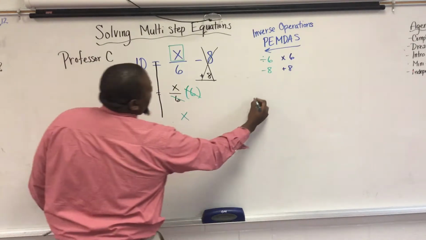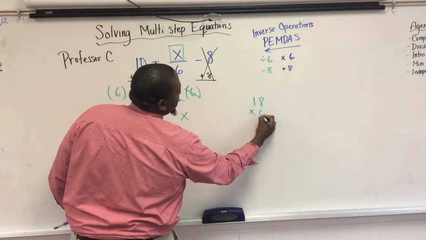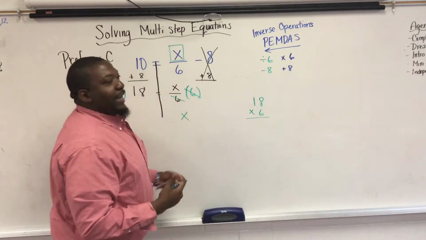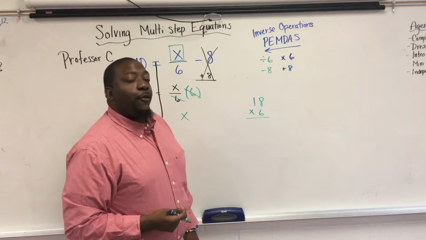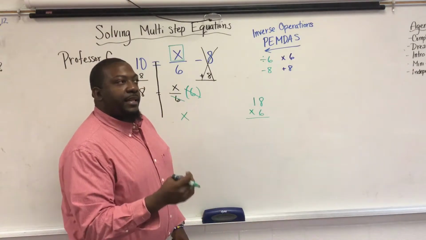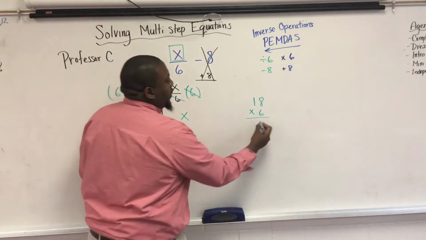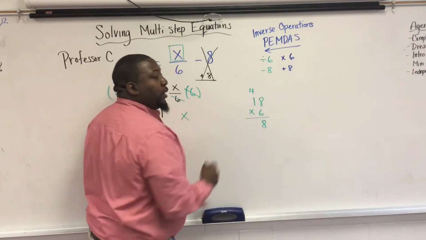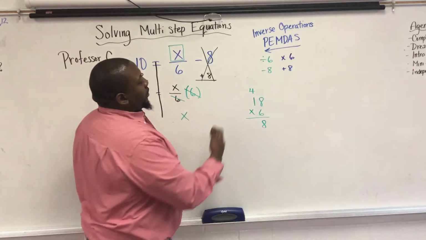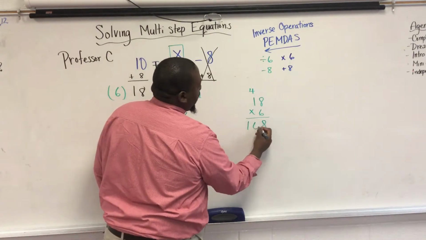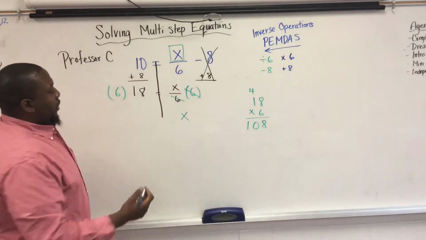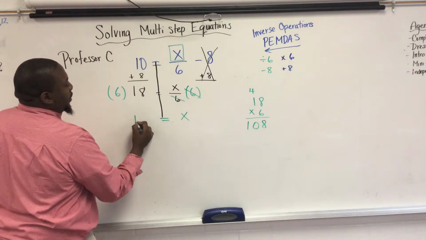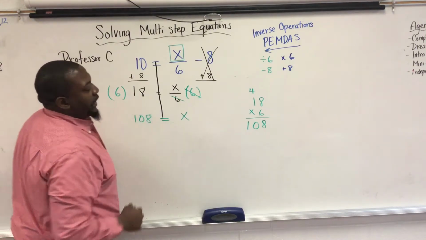If I have 18 times 6, ask yourself, what is 8 times 6? Think for a moment. 8 times 6, okay? You would have 48. 6 times 1 is 6, plus 4 more, 108. So x will actually be equal to 108.